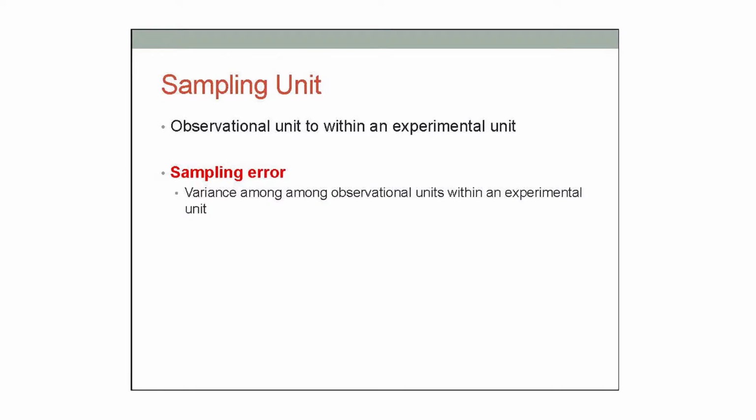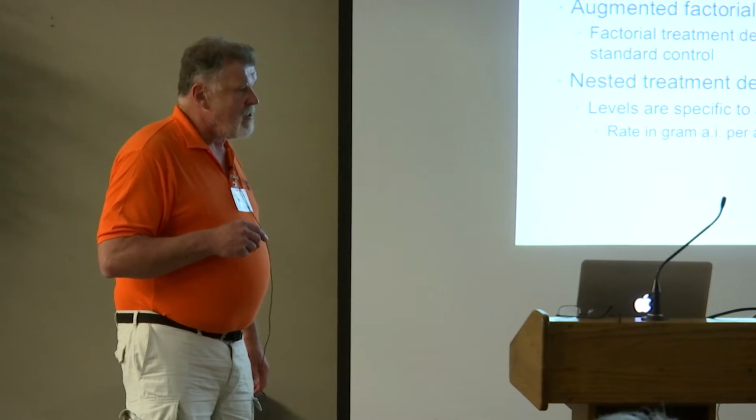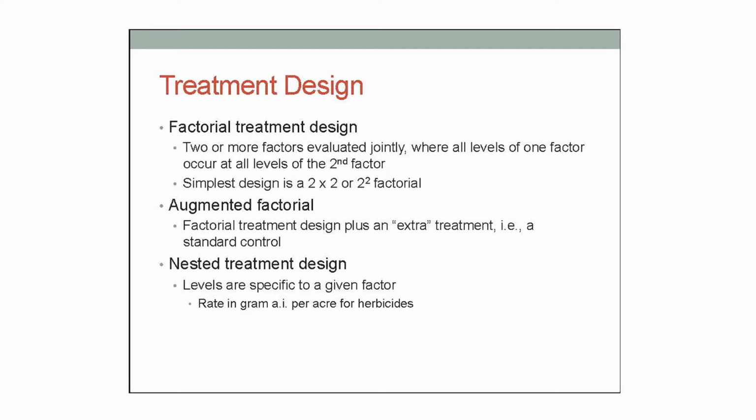And then sampling unit, so it's when you take more than one observation on a unit, but do the analysis at the experimental unit. Treatment designs: we have factors, and then we have levels. A level is a specific state of a factor. So when we have a lot of trials of factorials, we have all combinations of the factors present at a given time. For example, a 2 by 2 factorial or 2 squared factorial.